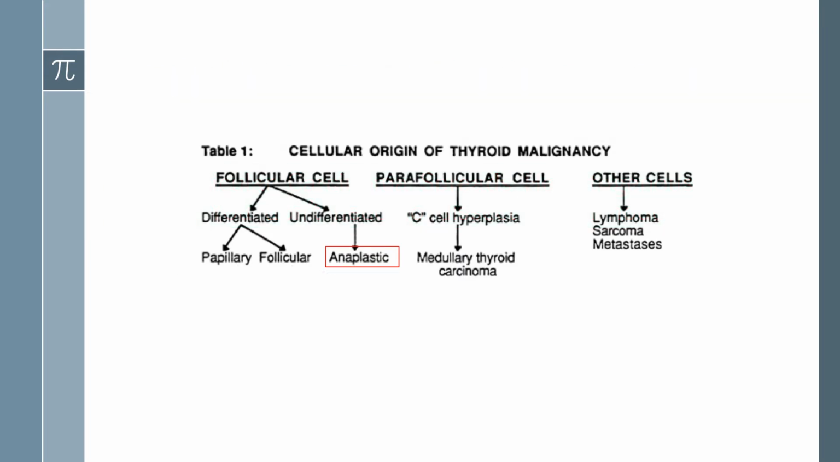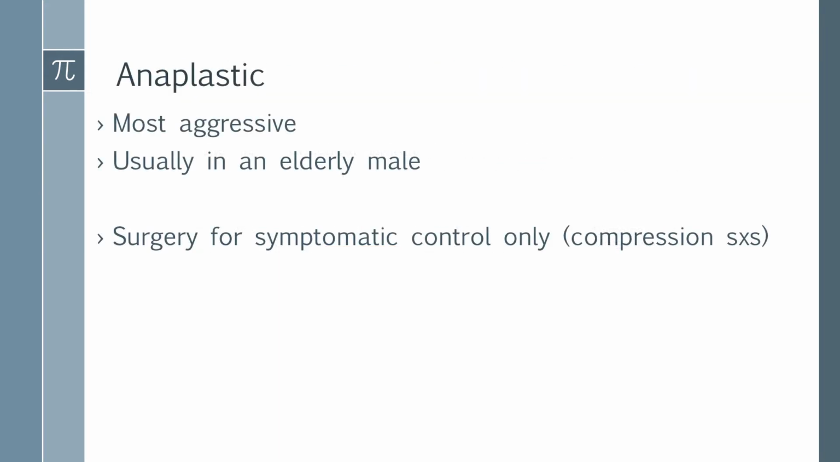So let's talk about the anaplastic. Anaplastic is very rare. It is a very aggressive cancer. It's usually in an elderly male. It's kind of growing really fast. Surgery is palliative care only, so you do that to control the symptoms. You could do radiation, but the mortality risk is so high that there's not much you could do unless you need to control the symptoms.